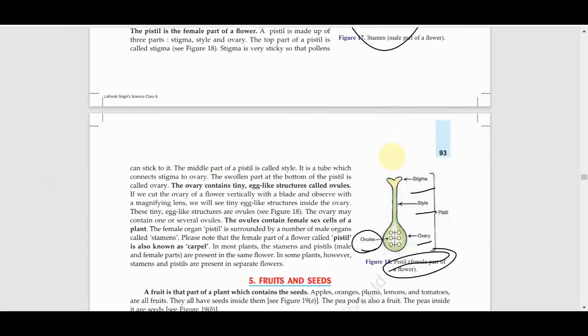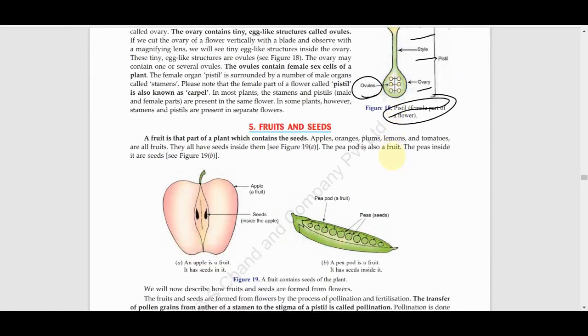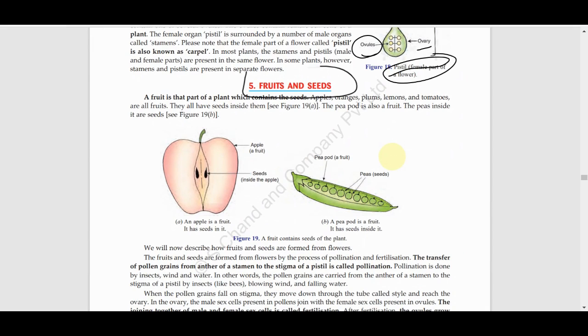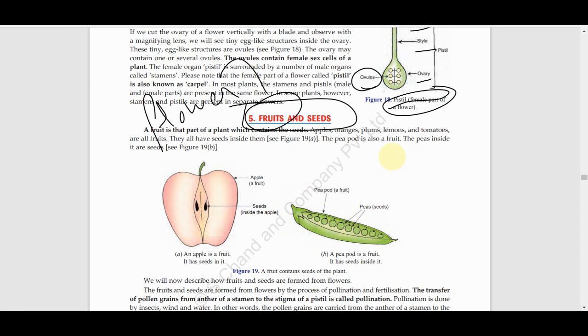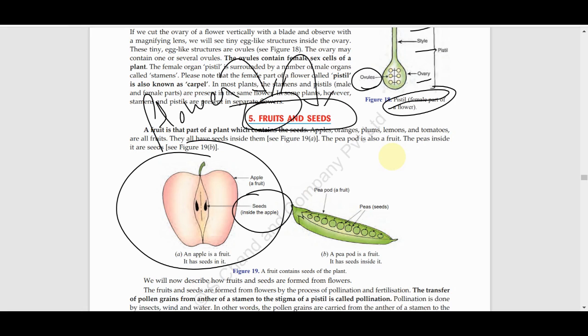Now we will see the fruit and the seeds. I think you know the fruit is generally made by the flowers. After some time the flower will be converted into the fruit, and the fruit is the protective layer, or we can say the seed is protected by the fruit. Here is an example: this is an apple, and seeds are inside this fruit. So seeds are always hidden in the fruit, or we can say the fruit is the protective layer of the seeds.